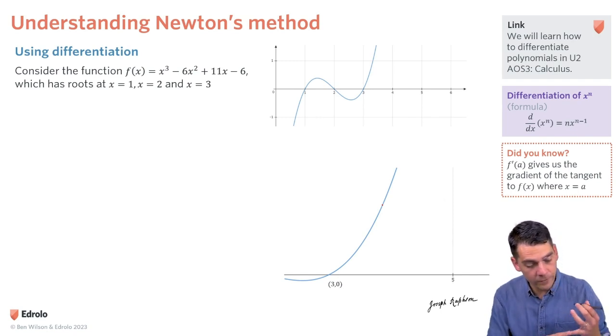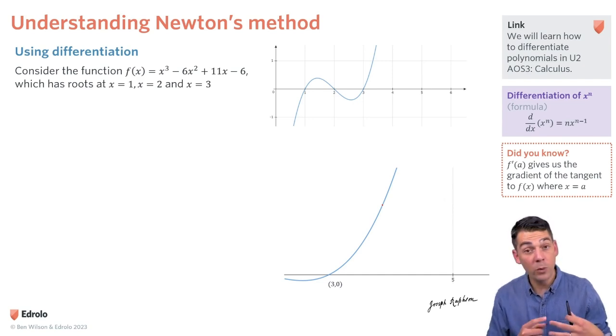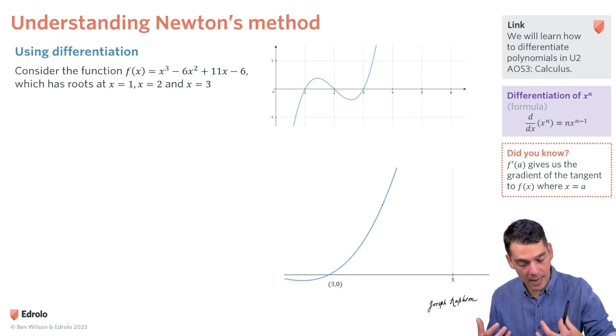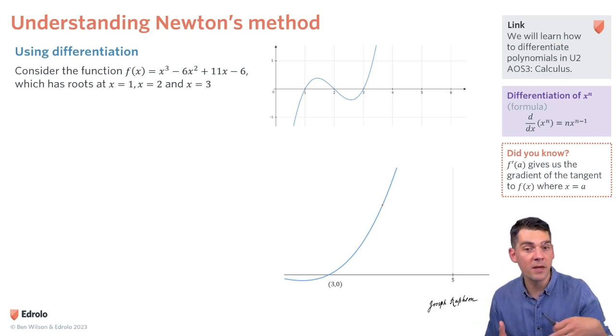And I've given you the rule for the cubic, x cubed minus 6x squared plus 11x minus 6. And we happen to know that the x-intercepts are at 1, 2, and 3. And what we're going to do is approach 3. We're going to use Newton's method to get close to the x-intercept of 3.